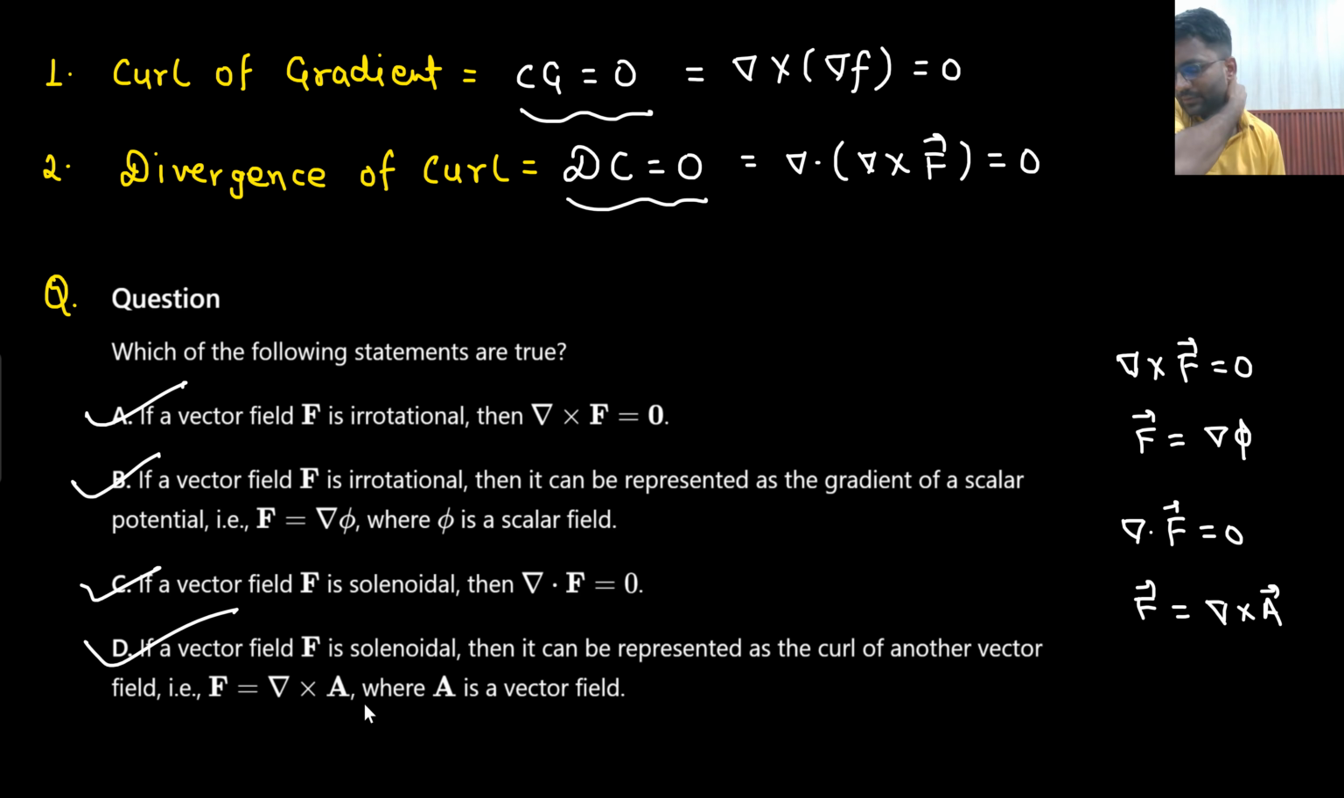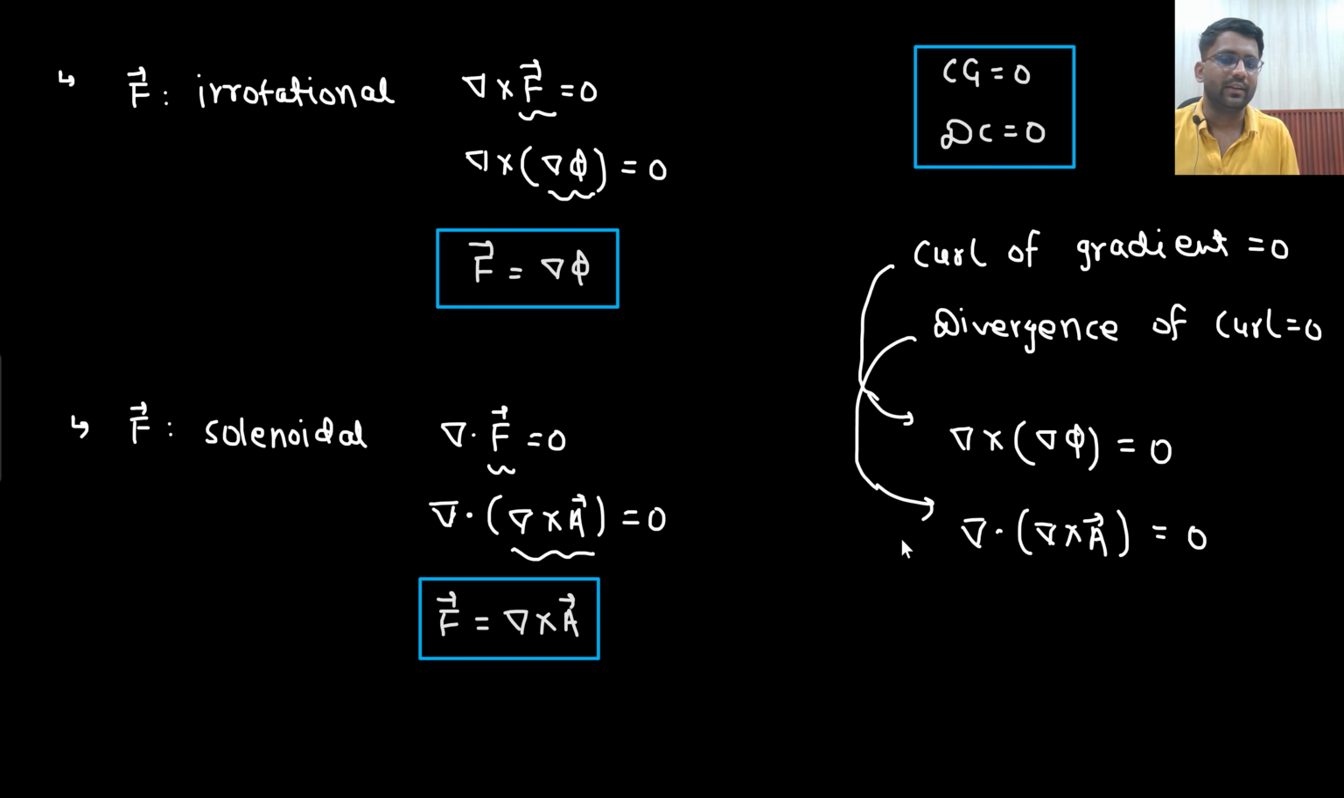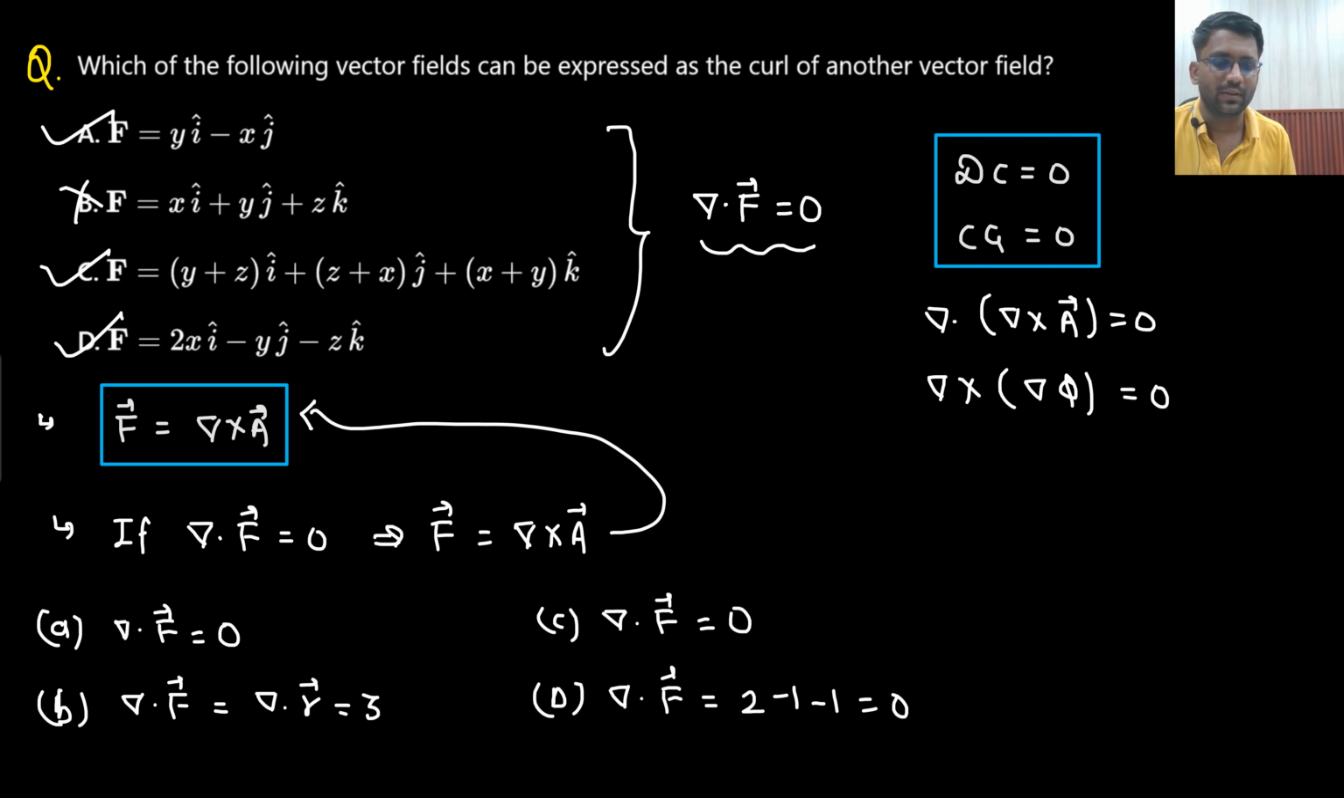Is that understandable to you? Okay, these two things, if you are able to remember, then it is good for you. If divergence is 0, then F could be replaced as del cross A. If curl is 0, then the vector field could be represented as gradient of phi. Okay, so these two things, if they are there in your mind, then your life would be a bit easier. Otherwise you can get it from null identities as well in that manner.